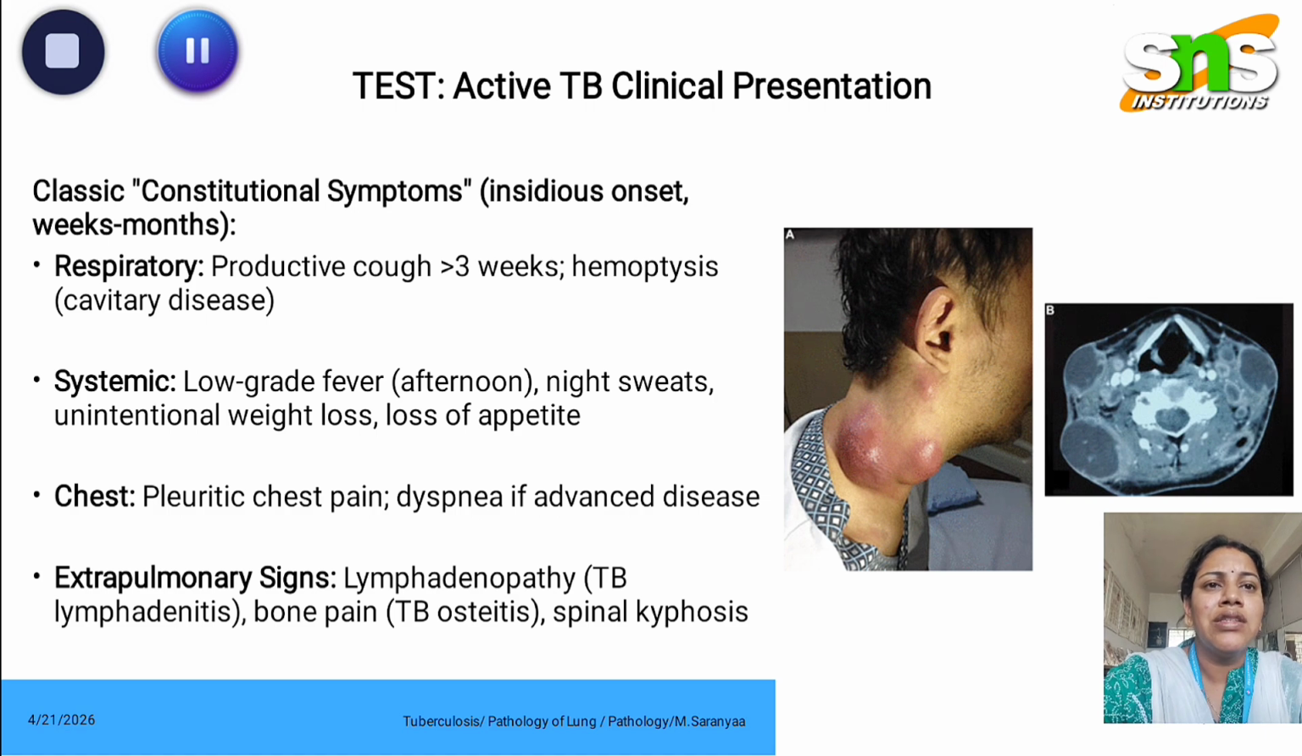There are various tests to find out the active TB and the clinical presentation. Here are the constitutional symptoms you can note down when the patient has TB. In the respiratory system, the major symptom is a productive cough, and systemically there is low grade fever, night sweats, unintentional weight loss and loss of appetite. Pleuritic chest pain or dyspnea can occur. There is lymphadenopathy; you can see in this image swelling in the neck region, where the lymph nodes swell. Bone pain will be noted, and you can see spinal kyphosis, a curved spine, can occur.